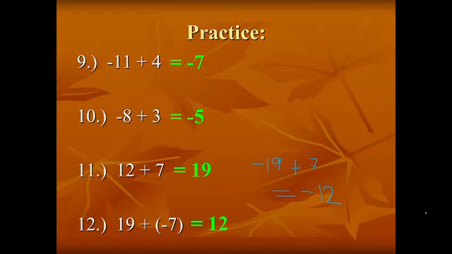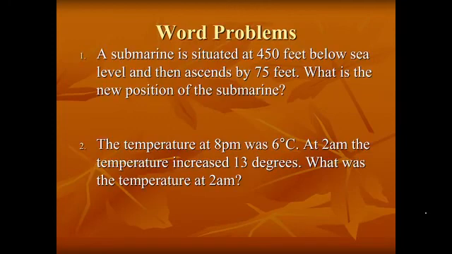That's negative 12. Okay. Now, let's have 2 word problems to apply addition of integers. A submarine is situated at 450 feet below sea level and then ascends by 75 feet. What is the new position of the submarine? What does 450 feet below sea level mean? Is that positive 450 or negative 450? Okay, take note, whenever it's below sea level, that's negative. Below means negative, so negative 450.